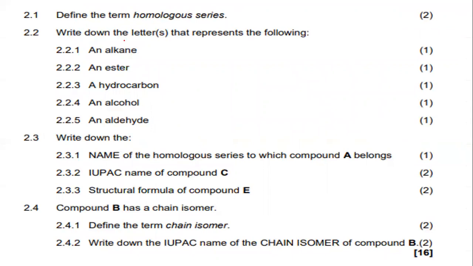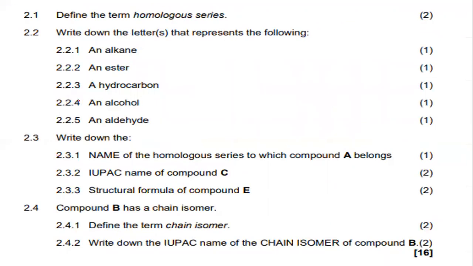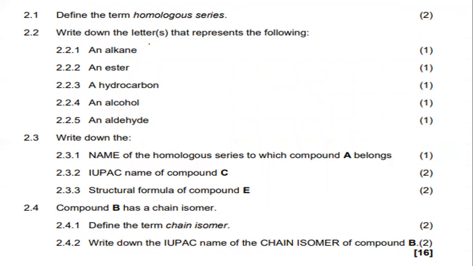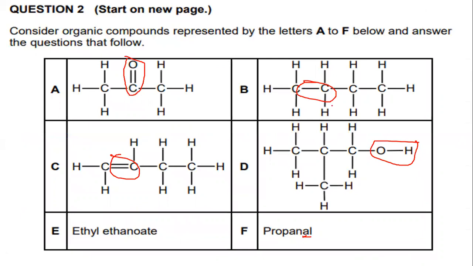So we say define homologous series, okay? We have to know the definition of a homologous series: a series of compounds described by the same general formula, where the difference between the next compound is the CH2. Now you have to look for an alkane quickly. Let's go and look for an alkane. Alkane, it is B. So we have a B because there's a single bond between the carbon and carbon atoms. So that would be an alkane. Sorry, we went forward. So alkane, it would be B, single bond between the carbon and carbon.